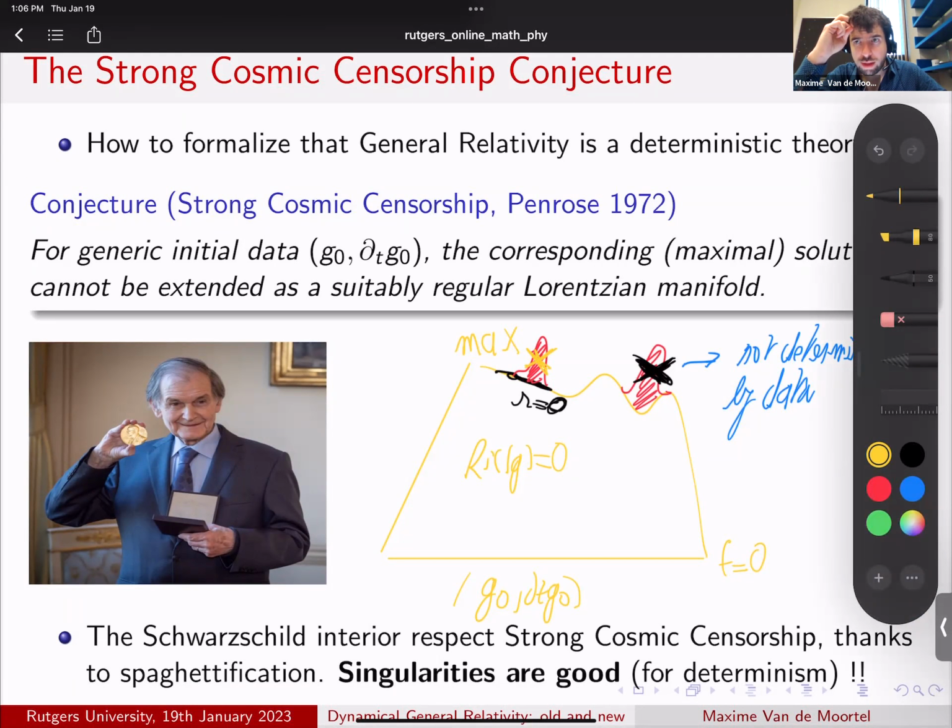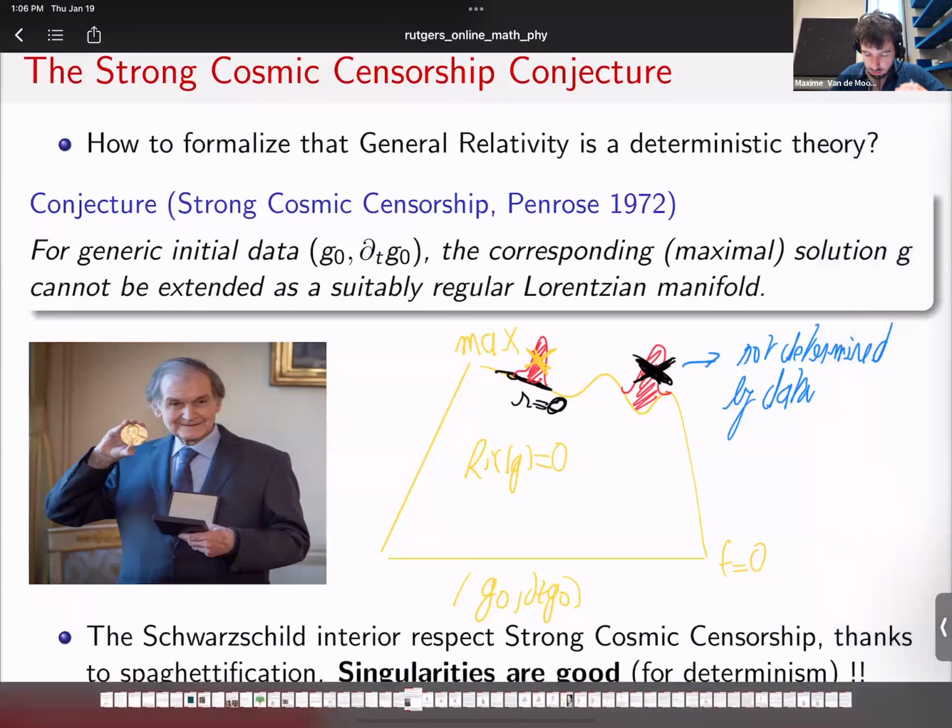So this is this paradox, and if there's only one takeaway of the talk, it should be this one: singularities perhaps are not very nice for the observer that falls into the black hole, but from the point of view of the theory, singularities are excellent. This is what prevents you from extending and therefore restoring determinism. So that's something that's good to keep in mind.